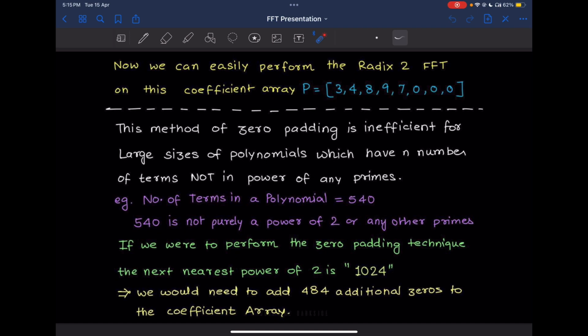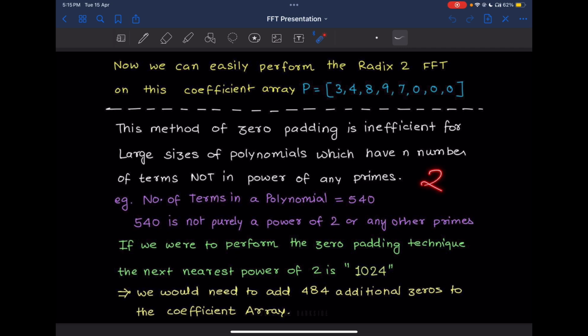Now, we can easily perform the radix 2 FFT on the coefficient array if it is padded with zeros, right? Because you easily know that the number of terms is going to be a power of 2, so you can simply perform the radix 2 FFT. That means you're dividing every sub-array into two parts at every level of recursion. But this method of zero padding is inefficient for large polynomials whose number of terms is not a power of any prime, right?